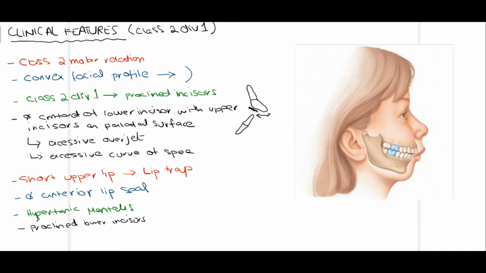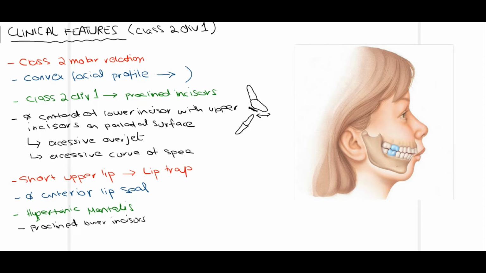Now there are certain clinical features that we encounter in patients having class 2 malocclusion. Now class 2 malocclusion is divided into two parts. We have class 2 division 1 and class 2 division 2. Firstly, we'll begin with talking about class 2 division 1. Now, in this case, there is class 2 molar relation. As you can see here, the distobuccal cusp is occluding in the buccal groove. So this is class 2 molar relation.